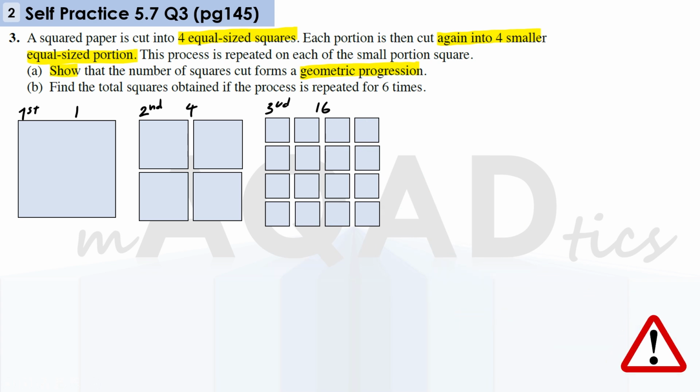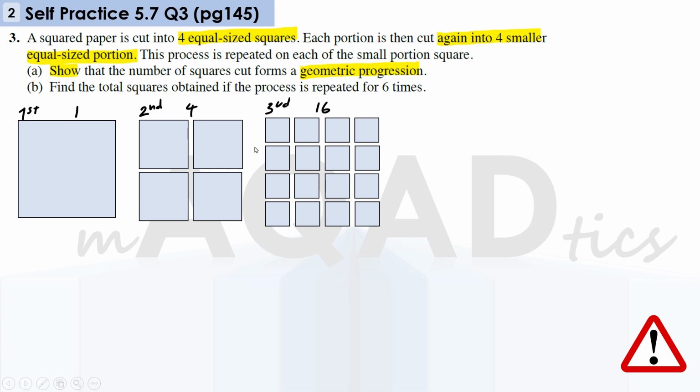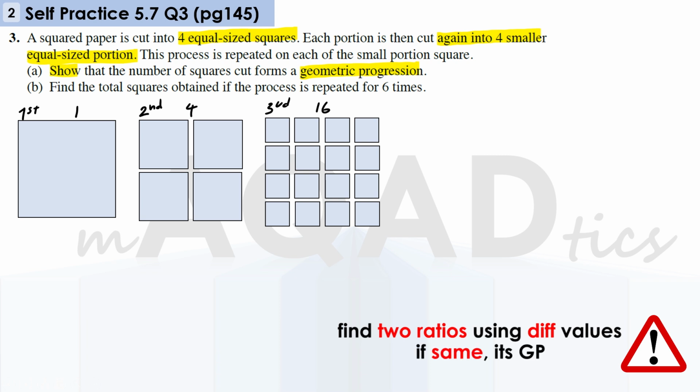Right, so let's identify one of the differences between arithmetic and geometric. Arithmetic uses a common difference, because if you want to find the next number, it will always be adding or subtracting a value. But for geometric, we look at the common ratio, because to get the next number, it's always multiplying or dividing. So to prove this, let's calculate 2 ratios using different values. If these 2 ratios are the same, this means it is a geometric progression. If not, it is not a geometric progression.